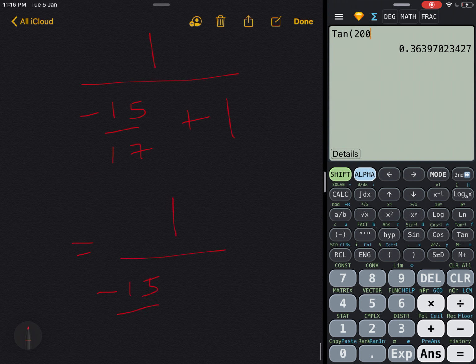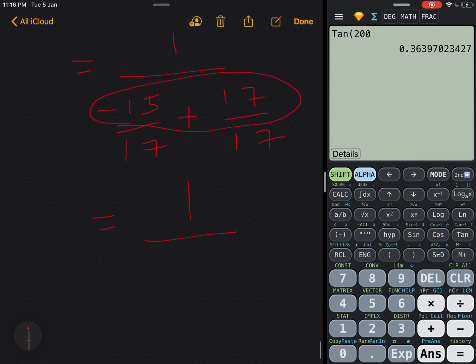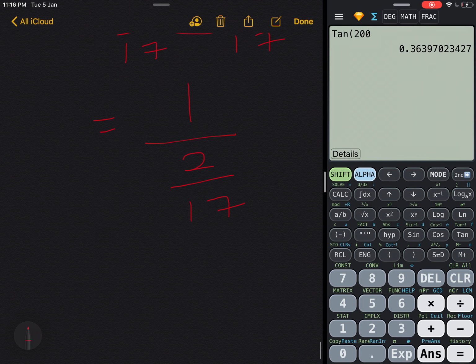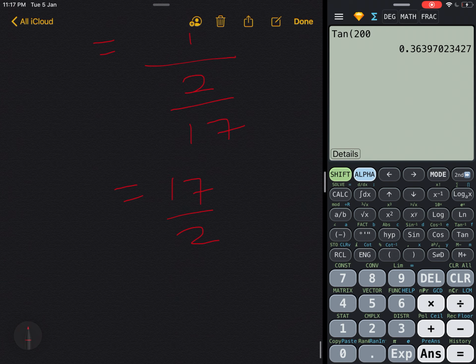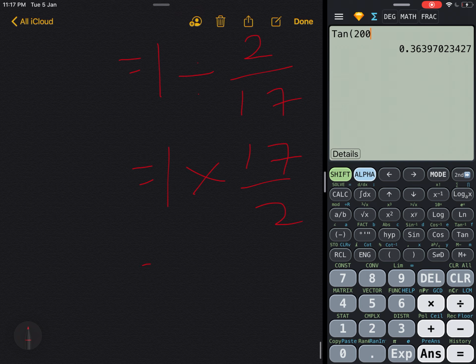Negative 15 over 17 plus 1. You can either punch this on the calculator or just change your 1 to 17 over 17. And you have one whole number. You can just imagine this as owing 15 and having 17. So you take your debt away from what you have, and you have 2 out of 17. Reciprocal of this means our final answer is going to be 17 over 2. Or you can simply take it as 1 divided by 2 over 17, which gives you 1 times 17 over 2, and that is your final answer.